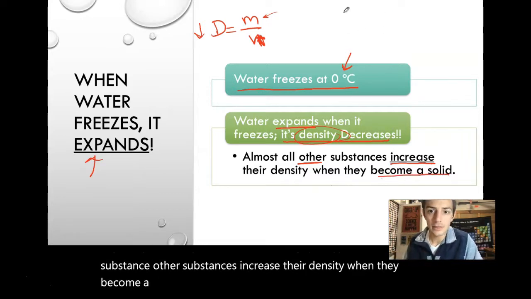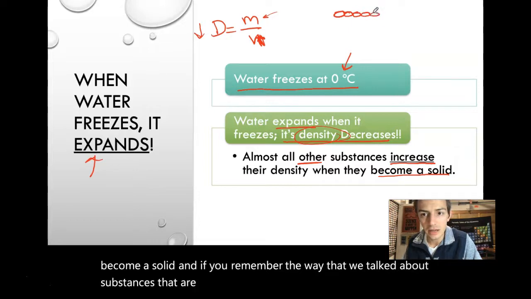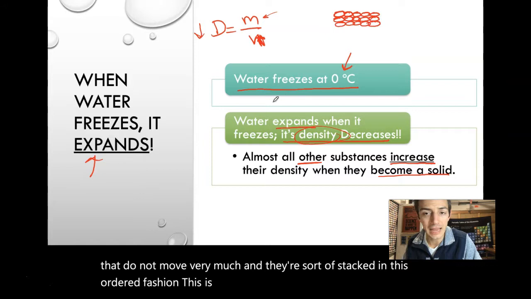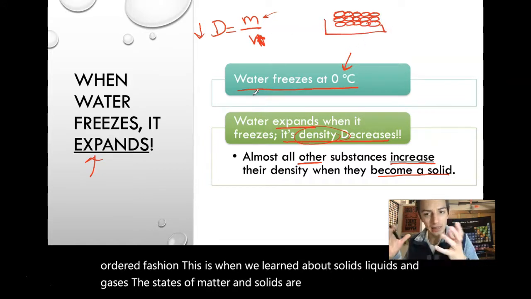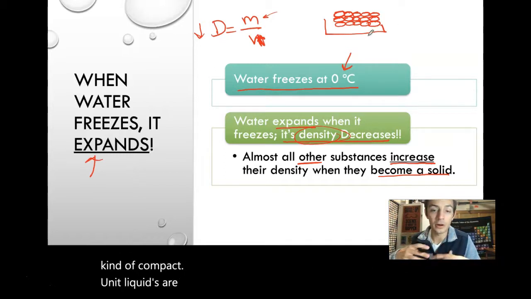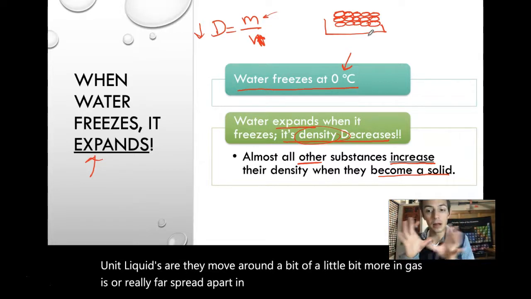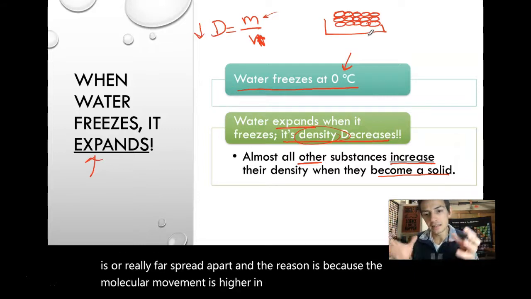And if you remember, the way that we talked about substances that are solids is that they have these little particles that do not move very much, and they're sort of stacked in this ordered fashion. This is when we learned about solids, liquids, and gases, the states of matter. And solids are this very compact unit. Liquids move around a little bit more, and gases are really far spread apart. And the reason is because the molecular movement is higher in gases than it is in liquids than it is in solids.